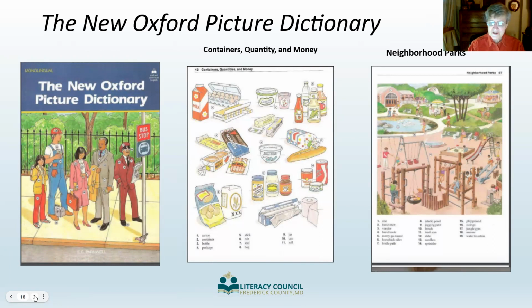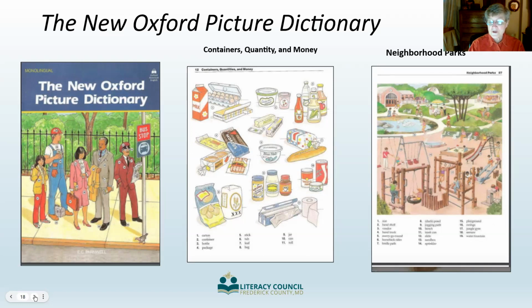You can use the dictionary to illustrate words or issues or topics that come up during a lesson. This is the new Oxford Picture Dictionary, and it illustrates the meaning of over 2,400 useful vocabulary words in the context of everyday living. It's great for teaching word categories because of its layout.